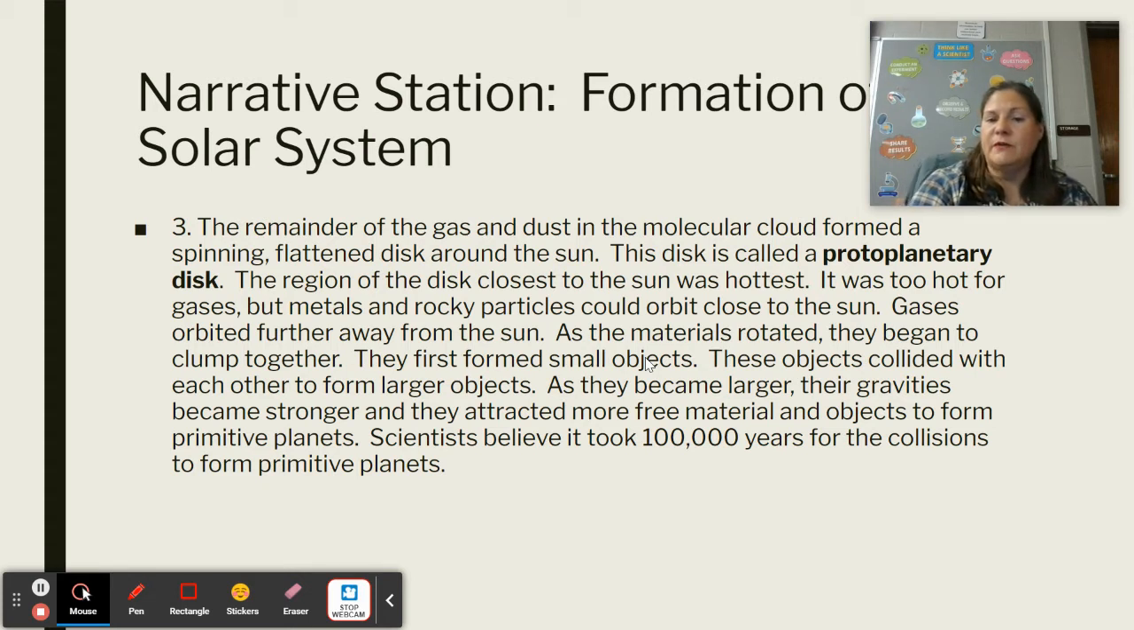As the materials rotated, they began to clump together. They first formed small objects. These objects collided with each other to form larger objects. As they became larger, their gravities became stronger and they attracted more free material and objects to form primitive planets. Scientists believe it took 100,000 years for the collisions to form primitive planets.